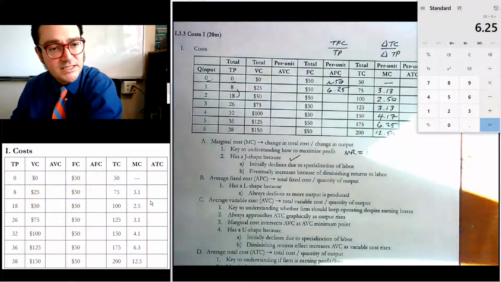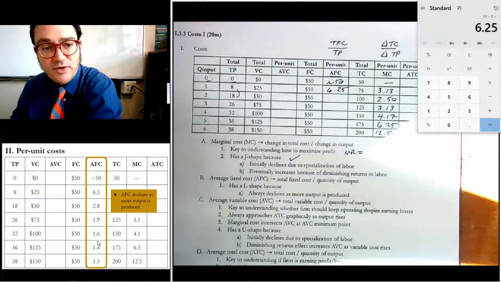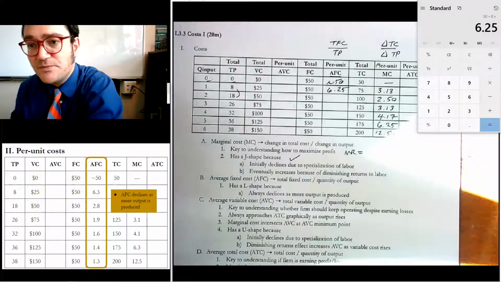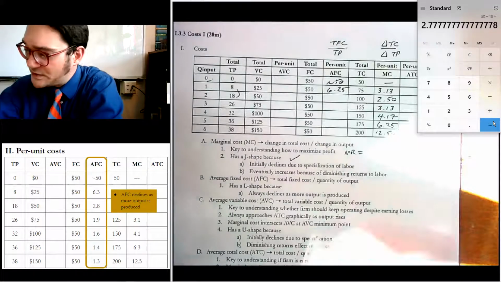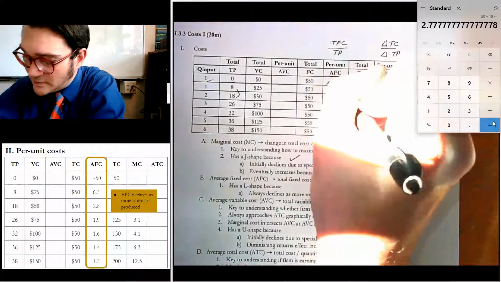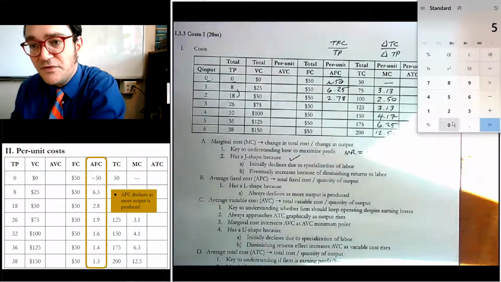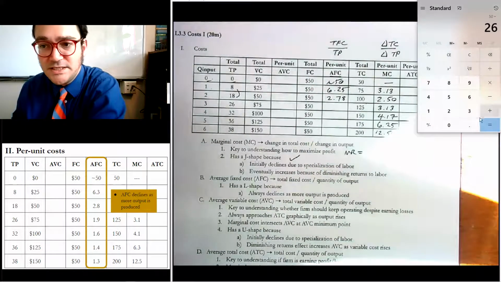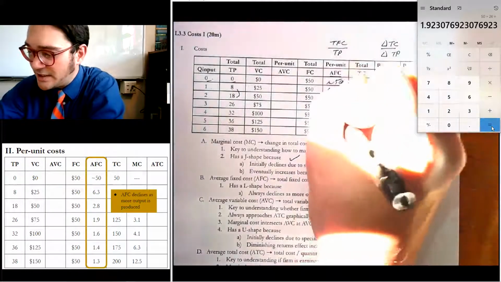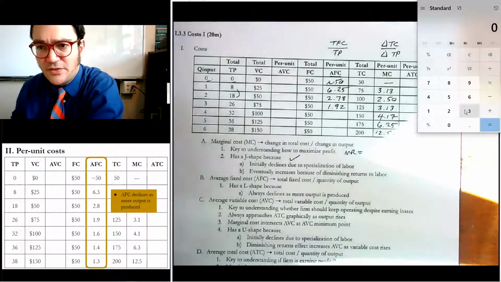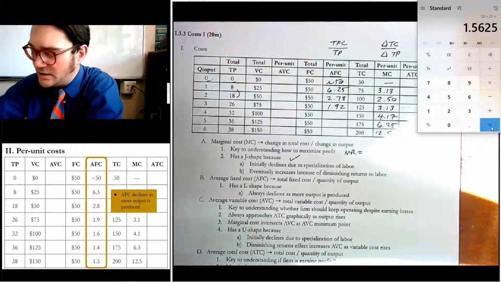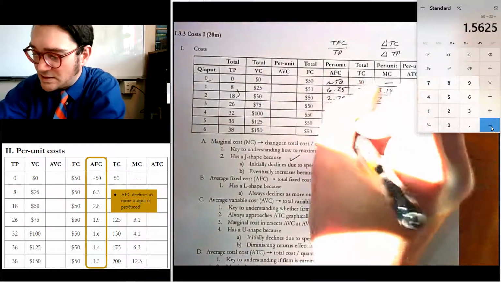I'm going to go ahead and advance these slides here. It's going to drop pretty rapidly as more output is produced. So for the next one, we have 50 divided by 18, and that gives us 2.78. And then we'll do 50 divided by 26, which is $1.92, and 50 divided by 32 is 1.56.